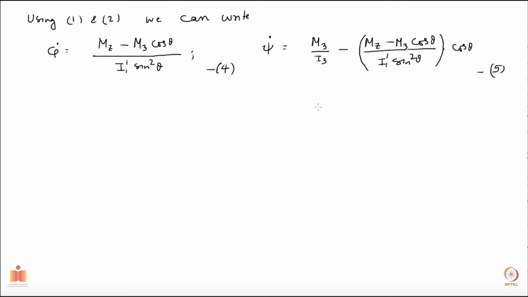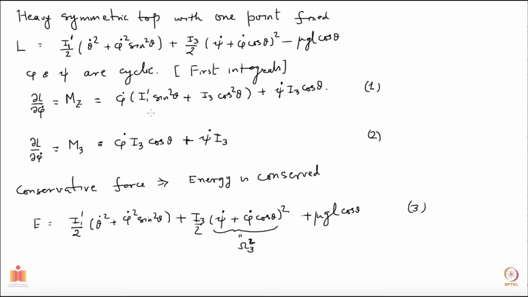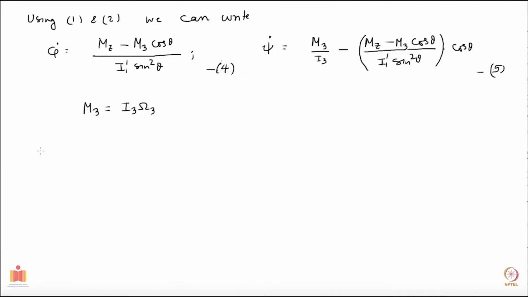Now note that your M3 is just I3 omega 3. The third component of angular momentum is I3 omega 3 because these are your principal axes. And because your M3 is a constant, which we have seen here, M3 is a constant because psi is cyclic, your omega 3 is also constant. Okay, that's good.